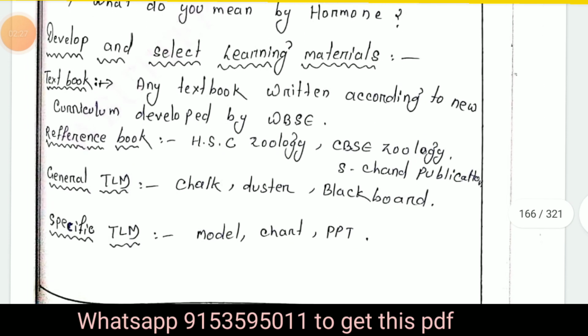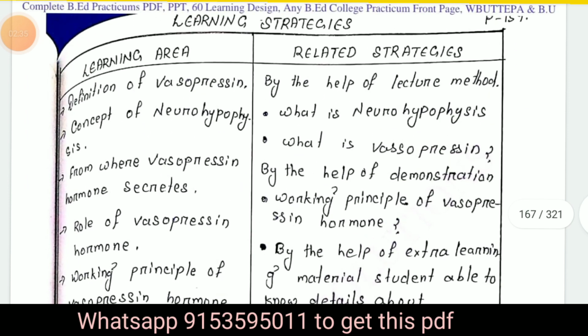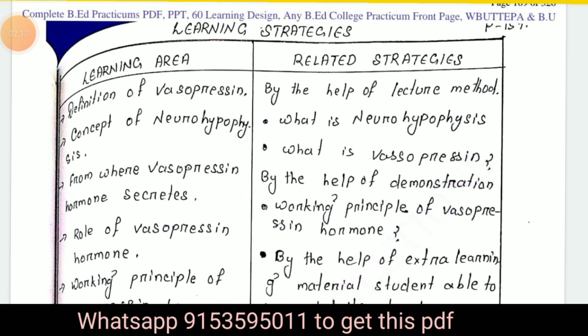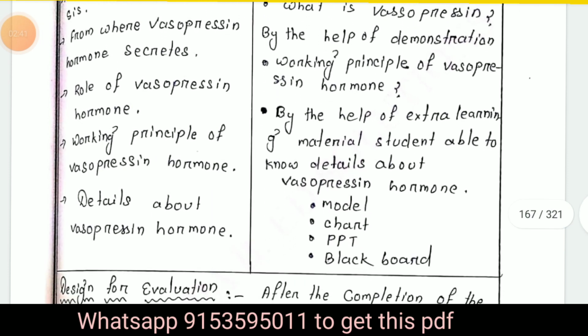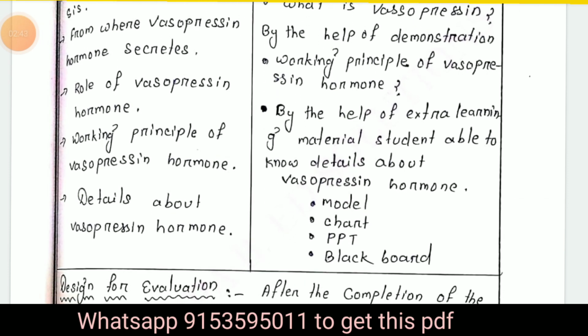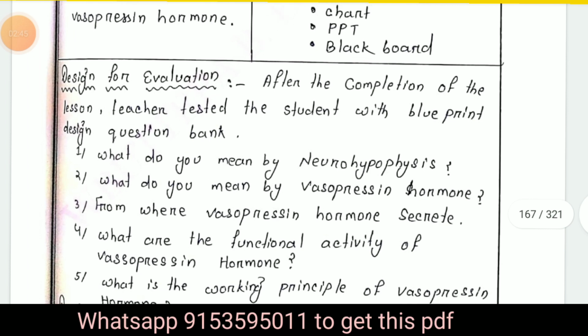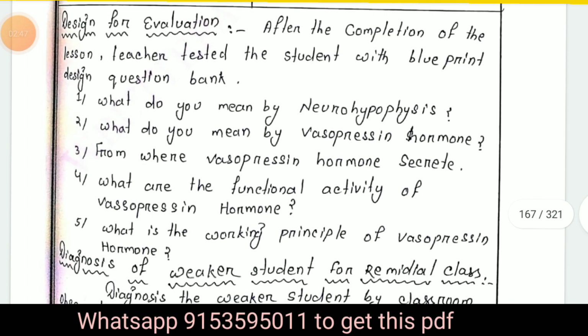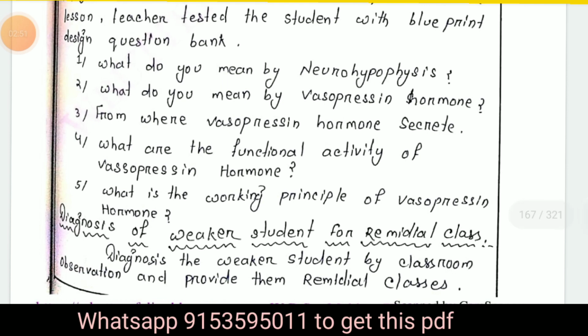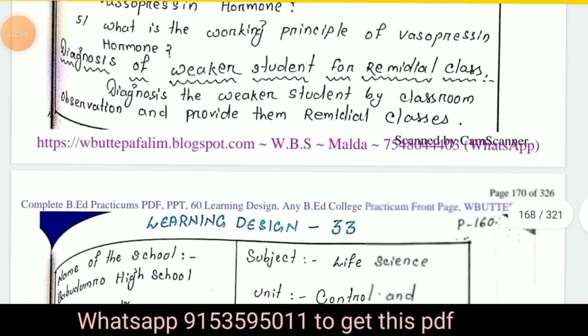Next point is develop and select learning material: textbook, reference book, general TLM or specific TLM. TLM means teaching learning material. Learning strategies: two parts, learning area and related strategies. Design for evaluation: after the completion of the lesson, the teacher tests the students with a blueprint and designed questions. And last, diagnosis of weaker students for remedial class.